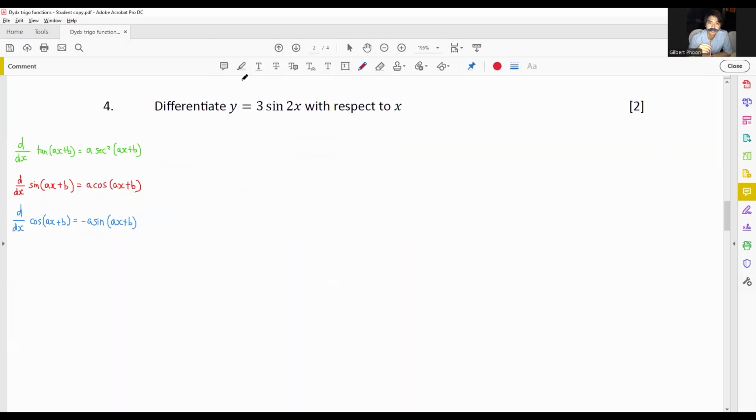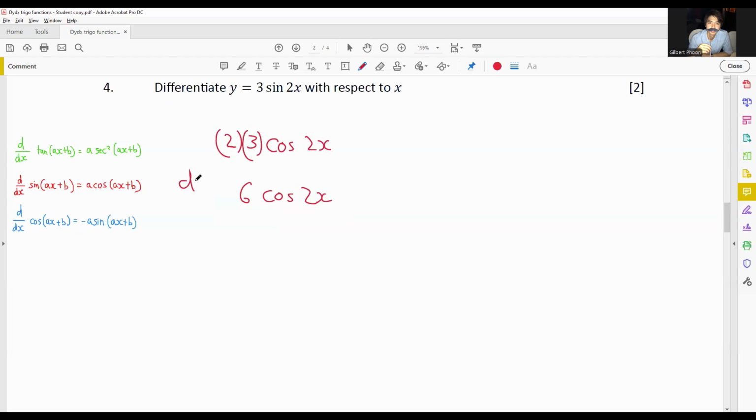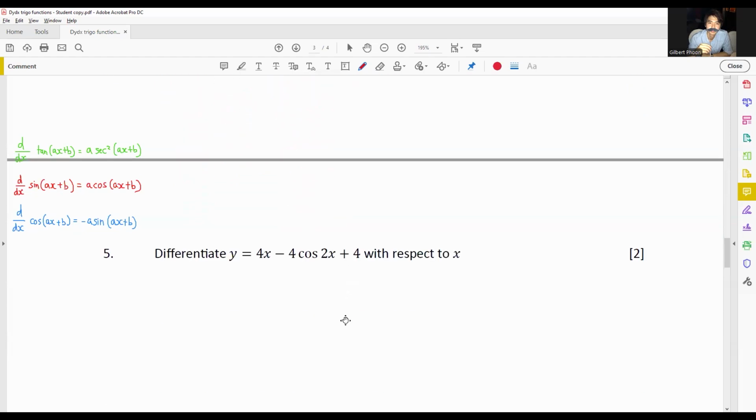Next question. Differentiate y equals 3 sine 2x with respect to x. Once again, design cos. Differentiate sine gives you cos 2x, right? The 3 is still in front, then multiplies with the differentiation of 2x. So times 2 here. Therefore, you would have gotten 6 cos 2x. dy dx is equal to 6 cos 2x. Just write it nicely, okay? Okay, next question.